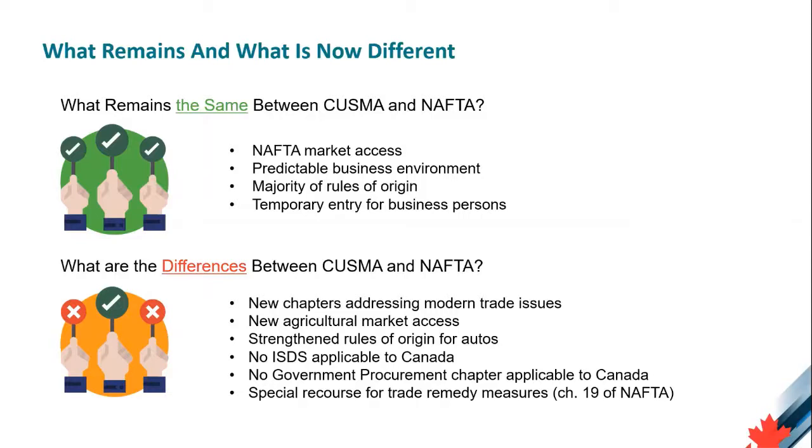But when you look at what is new, there are new chapters addressing modern trade issues like IP and the digital industry. There's a new agricultural market access, strengthened rules of origin for autos, and a whole sub-chapter about autos. And like I mentioned, there's no ISDS applicable to Canada, and there's no government procurement chapter applicable to Canada. And there's a special resource for trade remedy measures. Next slide, please.